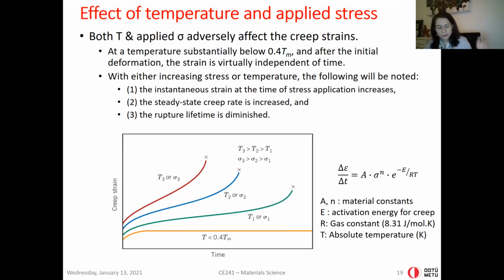And after the initial deformation, it is pretty much continuous, and virtually independent of time. But with increasing stress or temperature, you observe some changes. First of all, the instantaneous strain at the time of stress application increases. The steady state creep rate increases and rupture lifetime decreases.